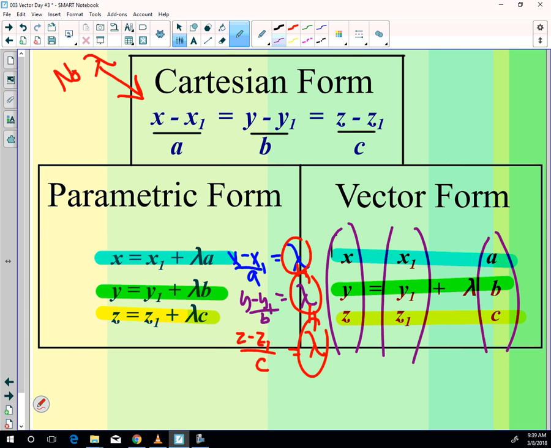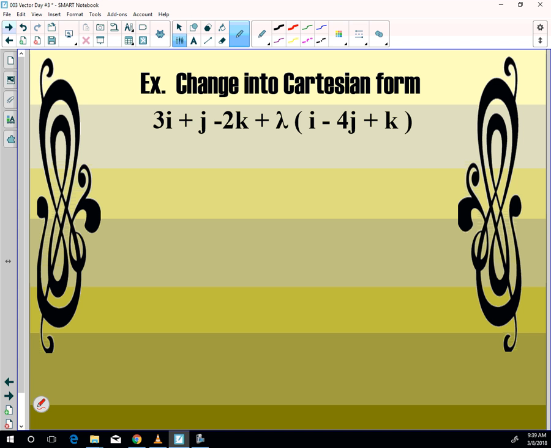Does this look familiar? Do you remember these? This is where it got kind of interesting. So we're going to change this into Cartesian form. So I'm going to start by x, y, z. I'll give you a chance to write that down. What is this part right here? What does that represent? Position vector. It's the point on the line. It's from the center of the universe, Allison, to a point on the line. And so this point on the line is 3, 1, negative 2.